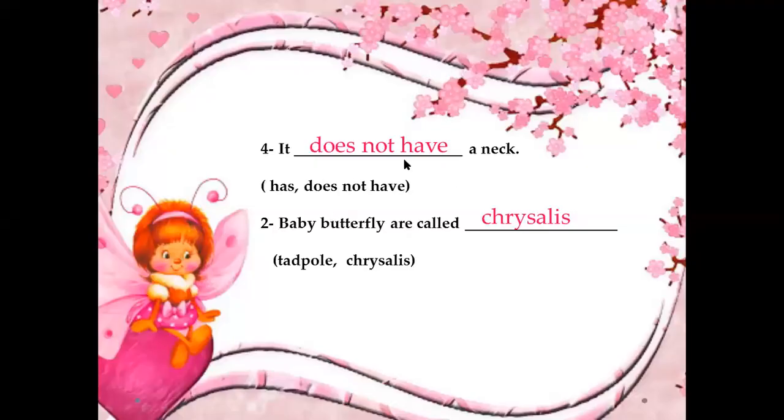So it does not, butterfly, okay? Butterfly does not have an egg. A baby butterfly is called chrysalis. Understood? Now, there is some homework for you people.